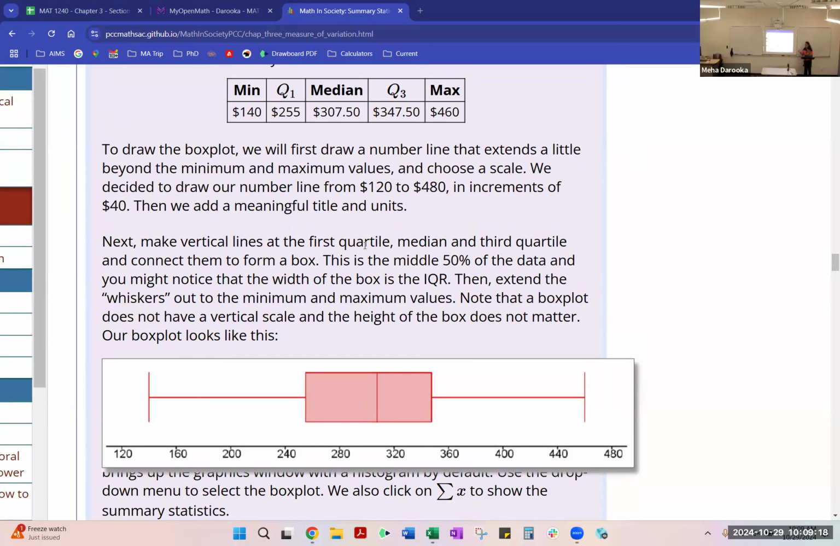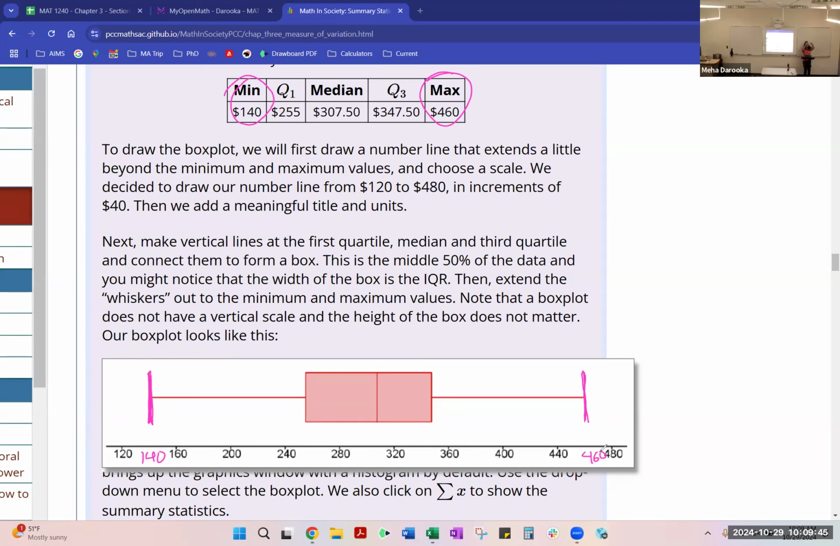So this is how we create a box plot. You actually take the minimum value, and that is where this left-hand side line comes from. The maximum will give you the other end. So you can see, you're not seeing that, but this would be right where 140 would be. This is where your 460 would be. So this is where you draw the two ends of the line.